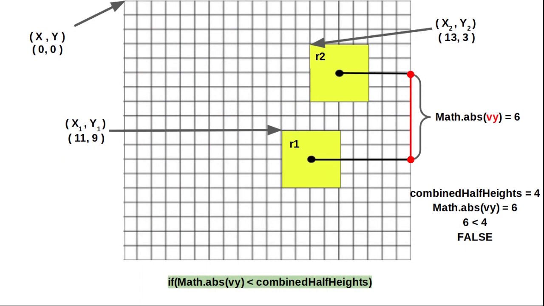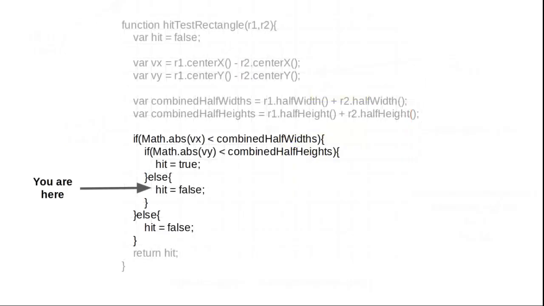As with vx and combinedHalfWidths, we can now compare vy and combinedHalfHeights. In this next line, we use an if statement to see if the absolute value of vy, which in this case is 6, is less than the combinedHalfHeights, which is 4. 6 is not less than 4, so this statement is false. In this scenario, hit is set to false, and the function has finished running except for the final return statement.